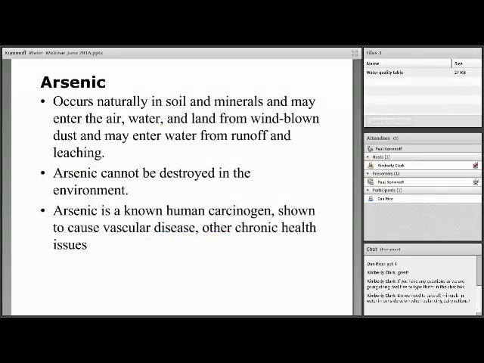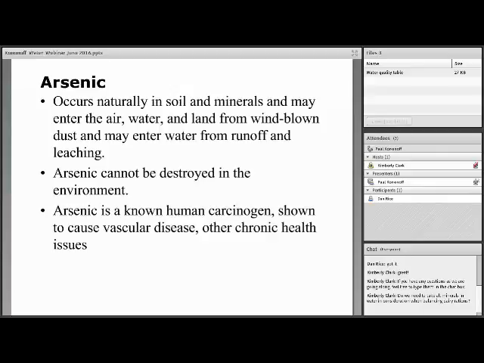The other thing that may show up in water is arsenic. Again, not a surprise. Arsenic is naturally occurring in the soils and minerals, and they alter the air and water and land from wind-blown dust, but also just through runoff and leaching. So the reality is we know arsenic is there.